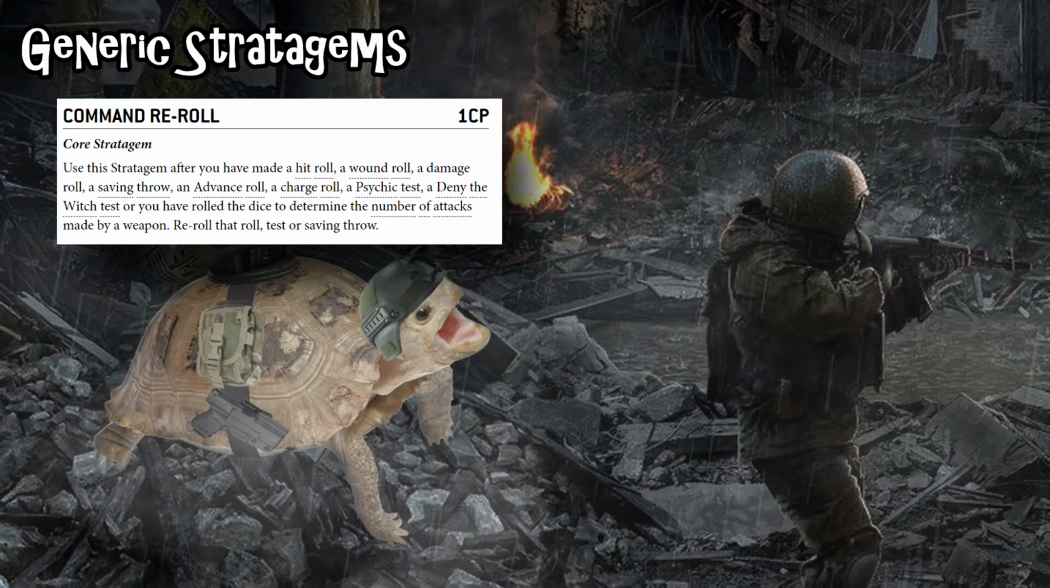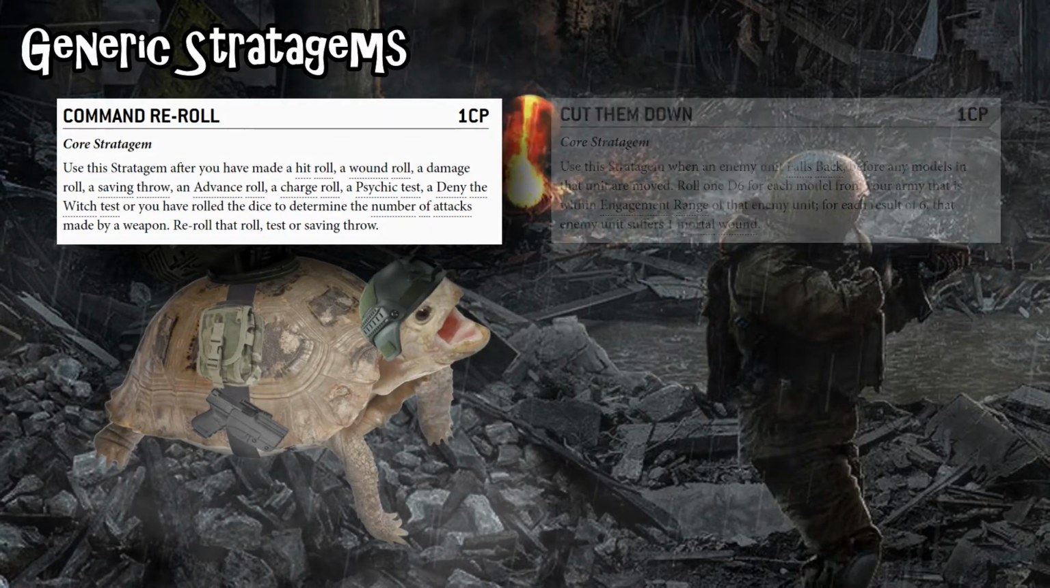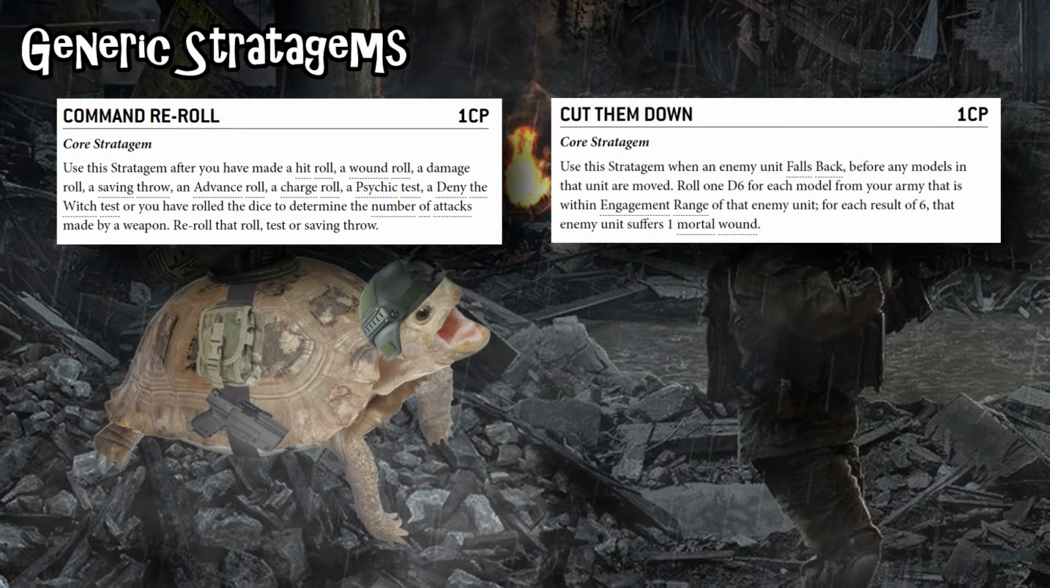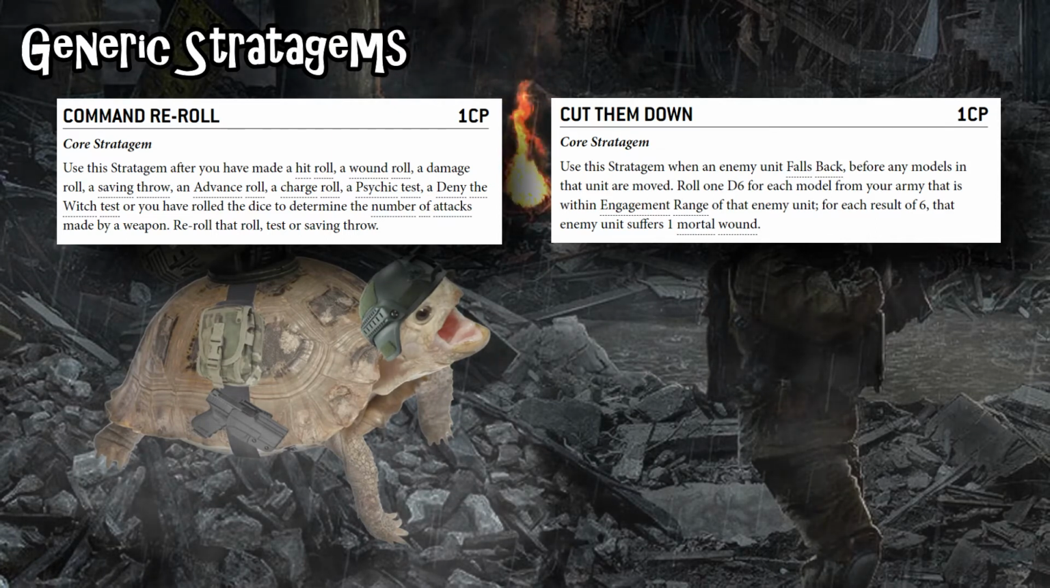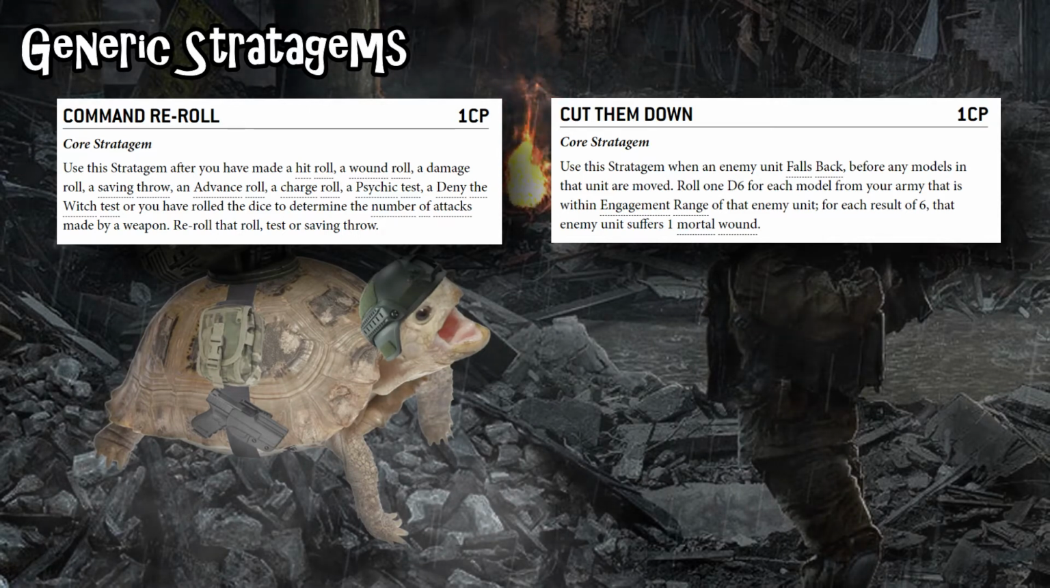We also have a bunch of other stratagems we can use that are a little bit more niche. The first one is Cut Them Down, which you can use when an enemy falls back from you and allows you to deal them mortal wounds on rolls of 6. You roll 1d6 for each model in engagement range of the enemy unit. I'll just go out and say it right now, this stratagem is terrible and it very rarely gets used. It is something to keep in the back of your mind if you are in a situation where you really need to deal a mortal wound to somebody, but this isn't a tactics video. We'll give you some free tactics real quick here. Probably never use this stratagem.